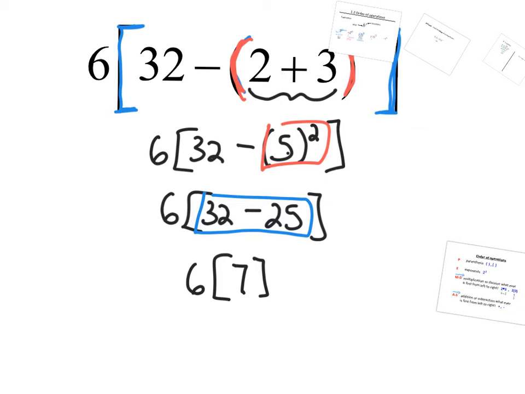Now, remember I mentioned that brackets is the same thing as parentheses. So if you have the 6 with the bracket, nothing in between, that's multiplication. So you will multiply the two numbers. And when you multiply the two numbers, this will be 42.